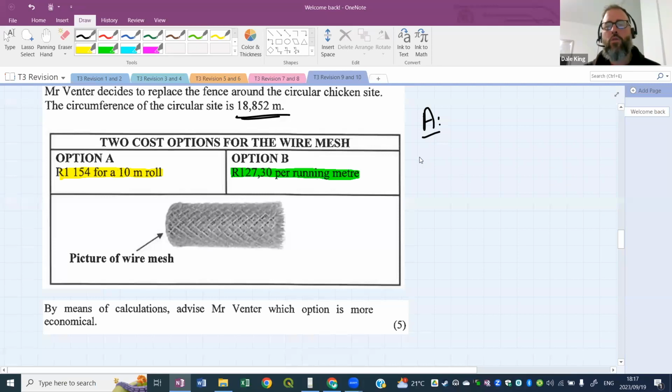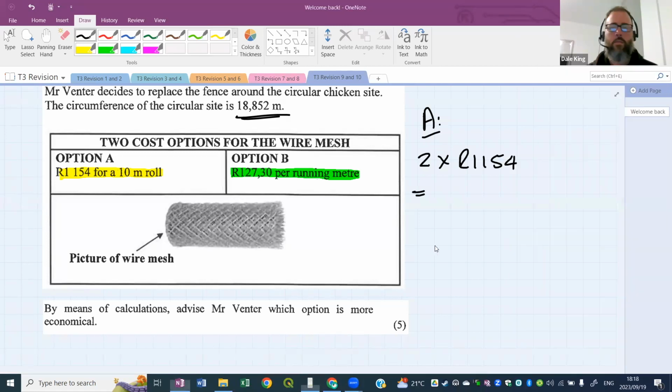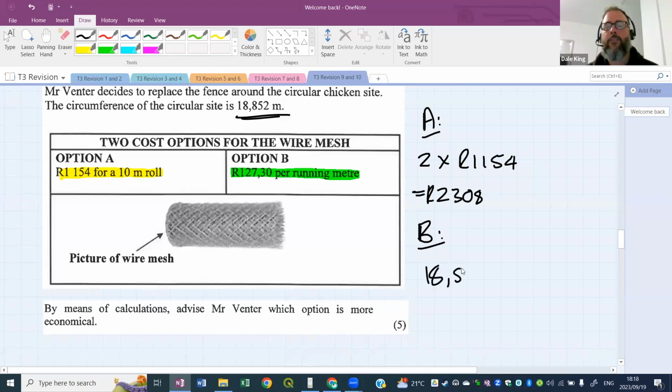So we're going to say 2 of those 10-meter rolls, and each one is times 1,154, which should give you 2,308, sir. All right, 2,308 rands. Okay, that's option A. So that's how much it'll cost. Option B is easier. What do we do there? It's 127.30 per meter. So that one, you're just going to have to multiply it by 18,852. That's it.